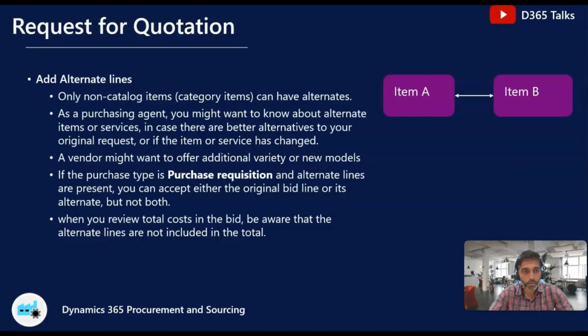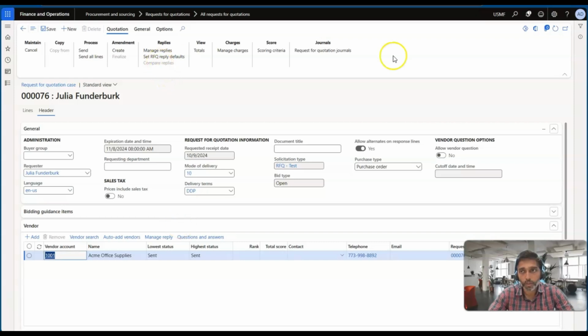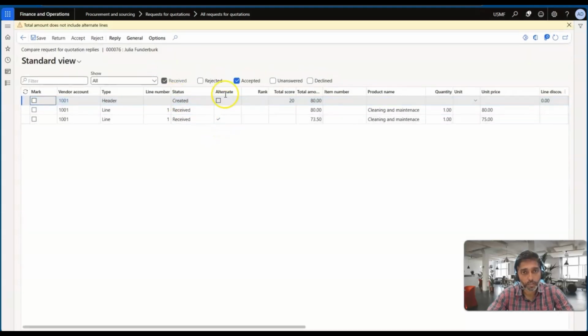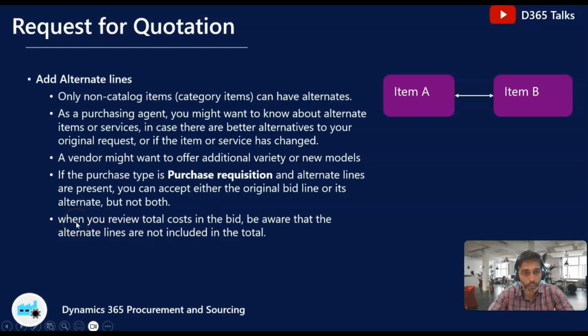So let me go back to the presentation. This is the whole idea of having alternate lines. You can also see the alternate lines option even if I go to compare replies. Now let me refresh this page. I just want to show you that the alternate option is enabled. And on the top it clearly says the total amount does not include alternate lines, which is very important. I have also written it in the presentation. When you review total cost in the bid, be aware that the alternate lines are not included in the total. So make sure that the total cost does not consider the alternate lines, which is very important. So this is the whole functionality of using scoring method and adding alternate lines.